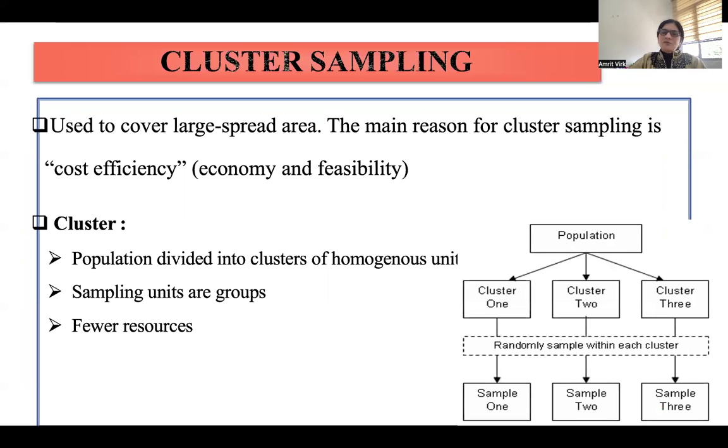The next method of sampling under the probability sampling techniques is the cluster sampling method. This is a technique in which clusters of participants which represent the population are identified and then included in the sample. The population is divided into clusters of homogeneous units, based mostly on geographical contiguity, wherein sampling units are groups rather than individuals. This method can be used to cover a large spread area. The major reason cluster sampling is most commonly employed is the cost efficiency advantage of this particular method.